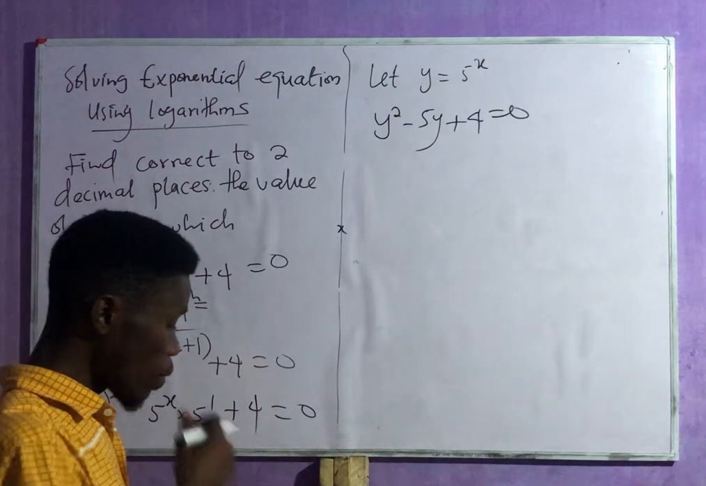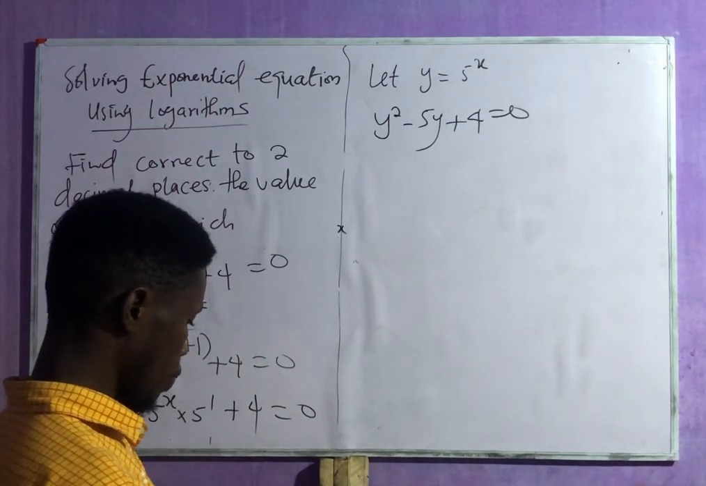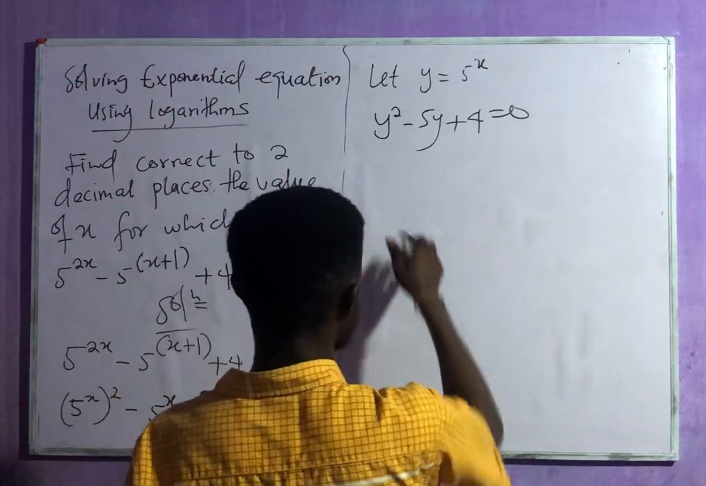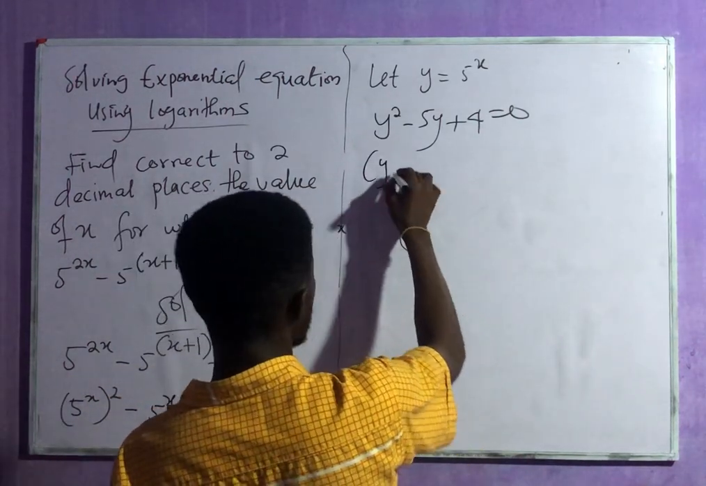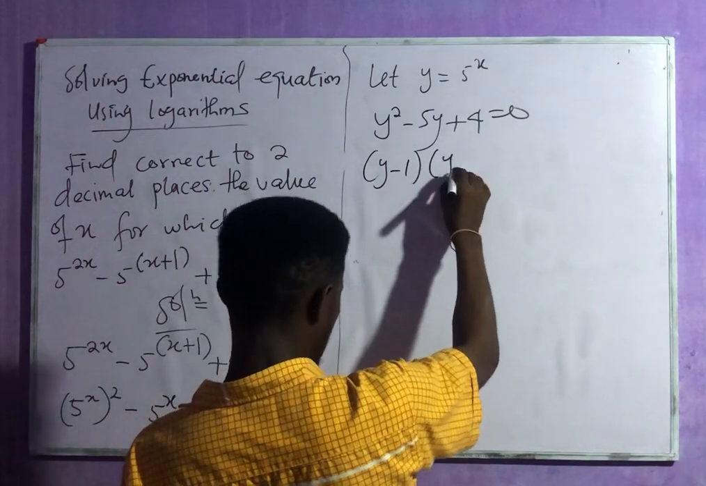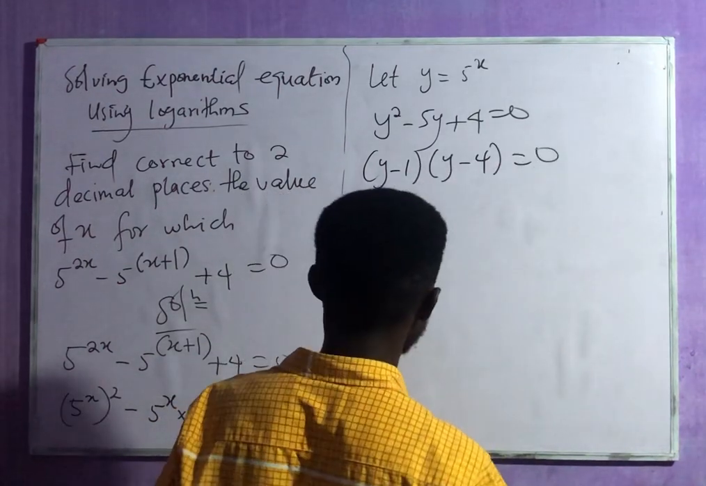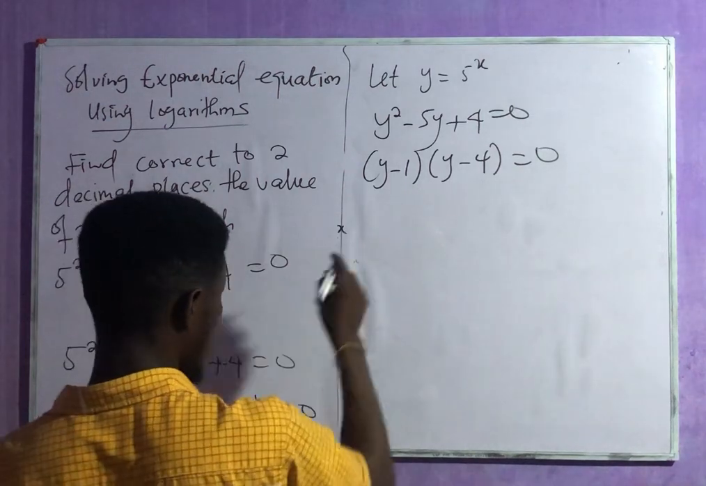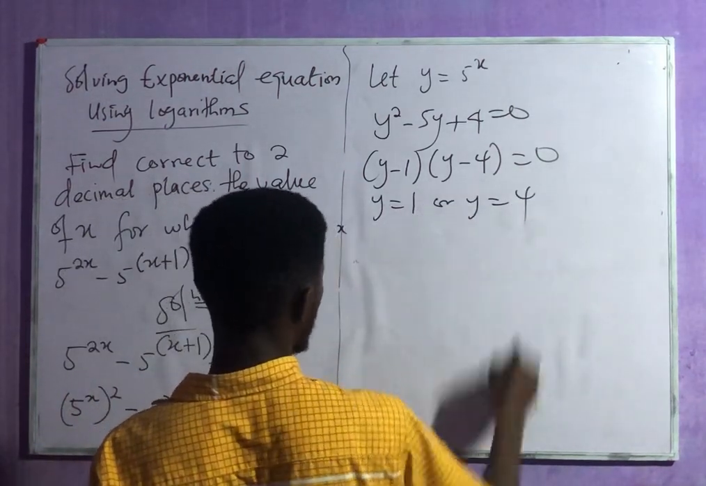And if we get this, this is a quadratic equation. How do you solve this? So I'm going straight here. I have y minus 1, y minus 4 equals 0. Which means that our y equals 1 or y equals 4.